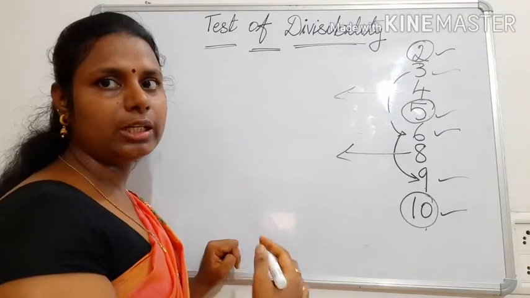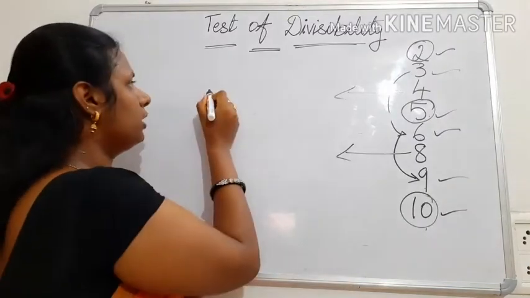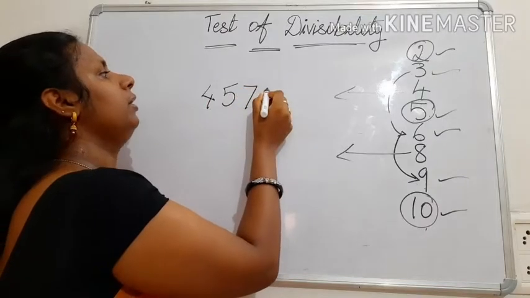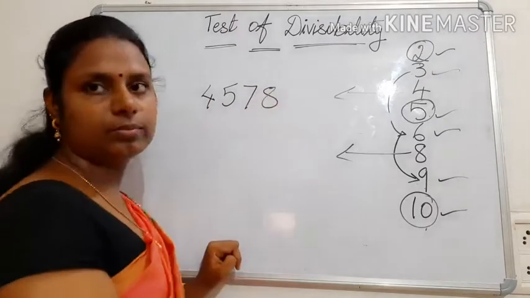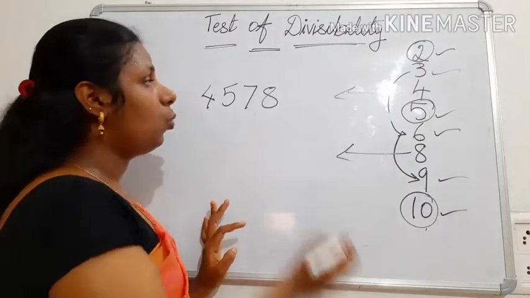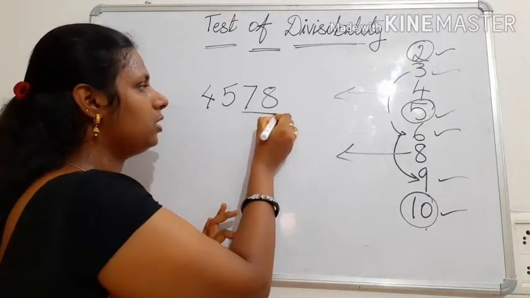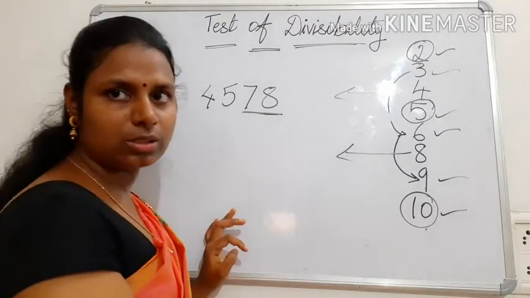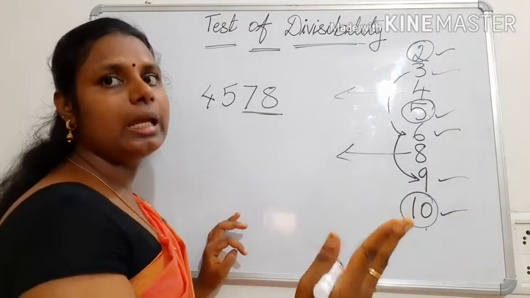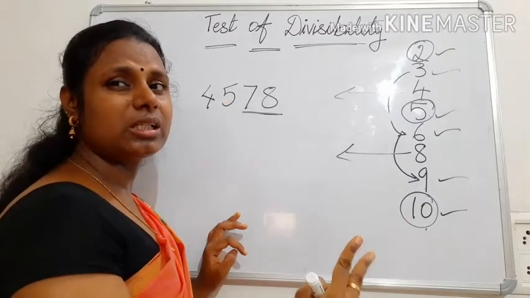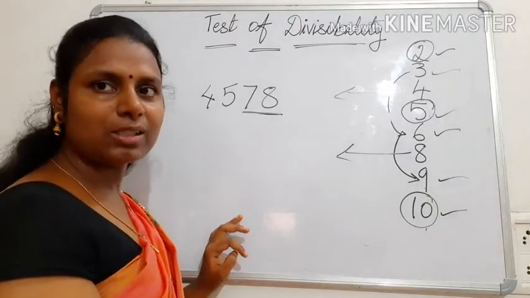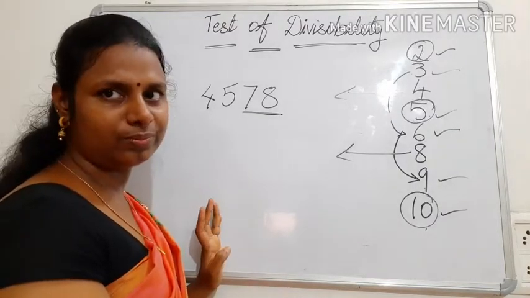Any 4 digit number you can take. 4, 5, 7, 8. Okay, I have taken a 4 digit number. In that, you are going to take only 2 digits, that means from one's place you are going to take 2 digits. If that 2 digit number is divisible by 4, that means the whole number is divisible by 4.